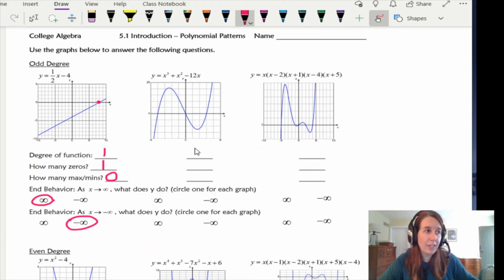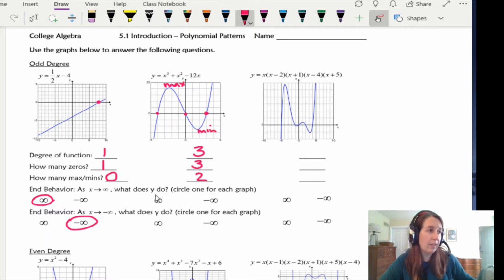So we already said that this was degree 3. Now let's count the zeros. So that is where y is equal to 0. So there are 3 zeros. And then how many mins and maxes? So we have a maximum right here, and we have a minimum right here. So we have 2 total mins and maxes.